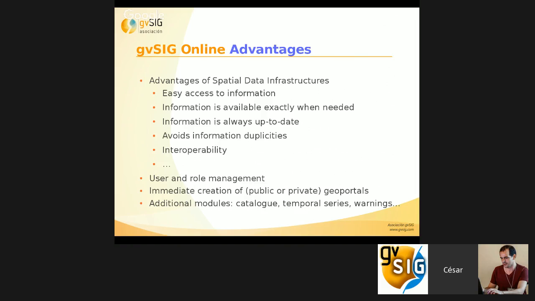And it has some additional modules. Well, as it is free software, we can also extend it when an organization needs some additional module. For instance, we implemented the catalog integration, which is using GeoNetwork, because it was required by one of our clients. We also implemented in this way support for raster temporal series of data, an application for managing warning. Well, we'll see an example later.